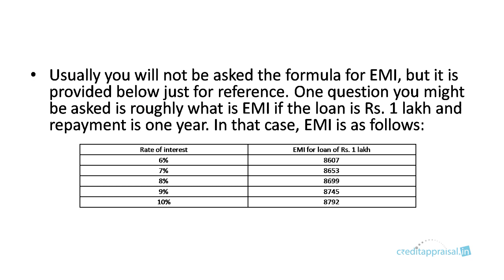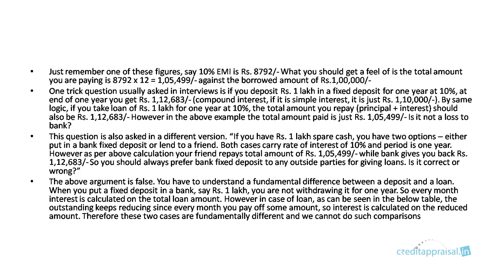Usually it will be around 8,500 to 9,000 in between that, depending on the rate of interest. Say if the interest is 6%, it will be 8,607. If it is 10%, it will be 8,792. You should roughly know the range. Say for a 1 lakh loan at a rate of 10%, it will be 8,800 something roughly. Don't remember every figure. Just remember any one figure. Say for 10% for a 1 lakh loan, the EMI is around 8,800.